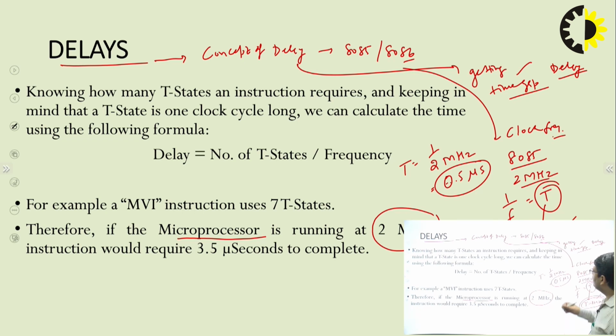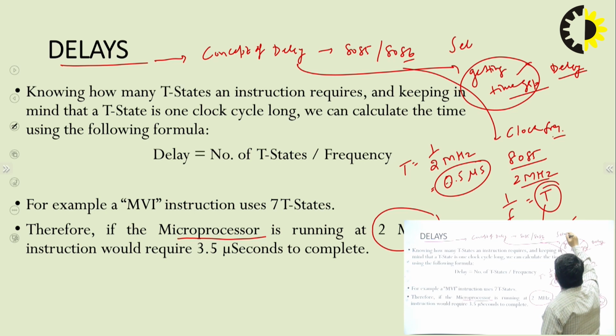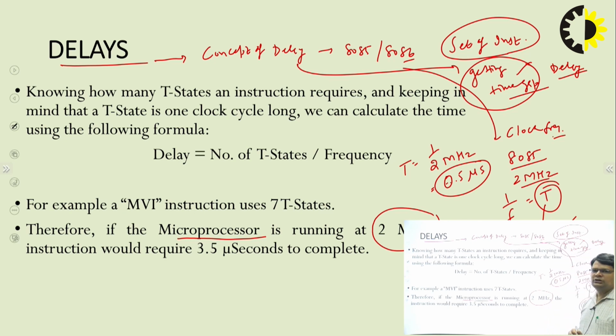So for generating the delay, we will use a set of instructions. This set of instructions is repeated again and again a number of times depending upon how much delay is required to be generated.